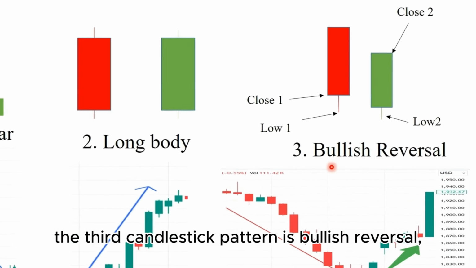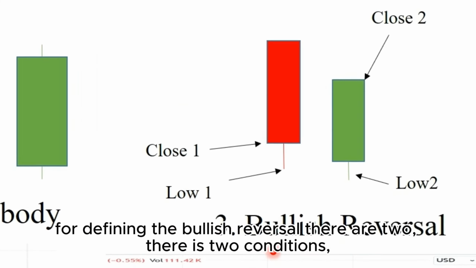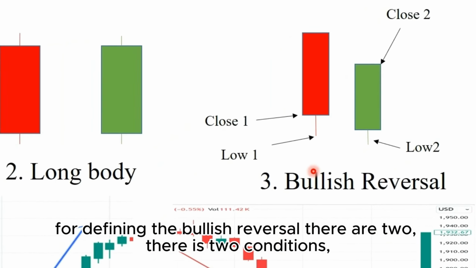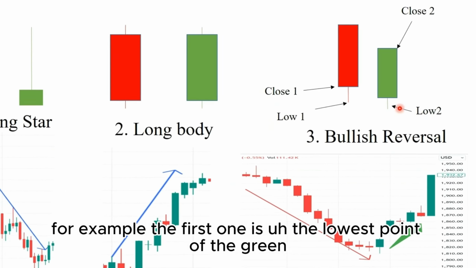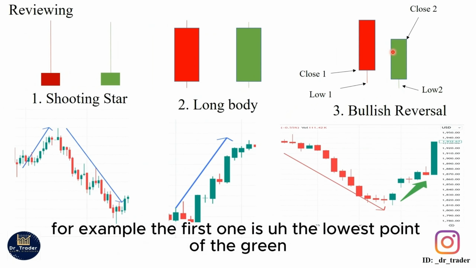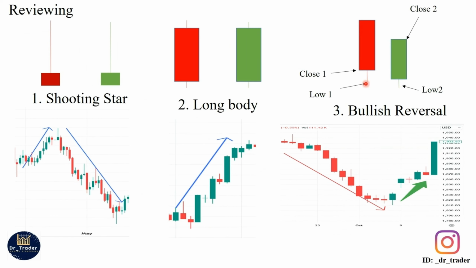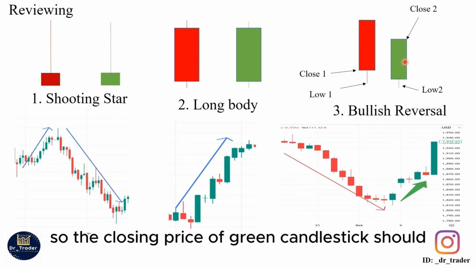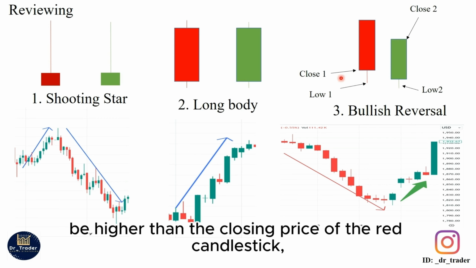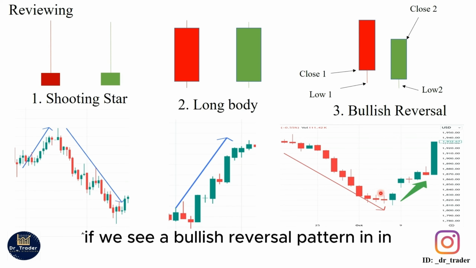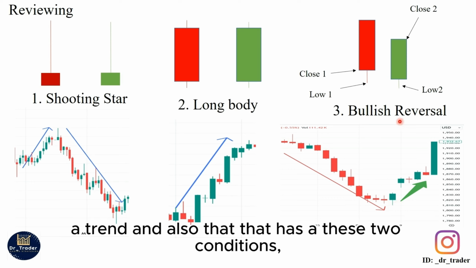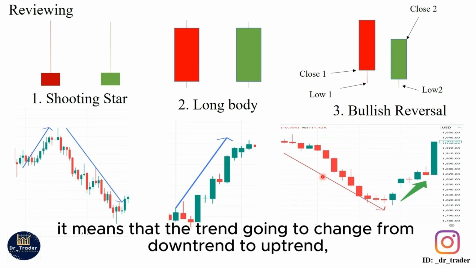The third candlestick pattern is bullish reversal. For defining the bullish reversal, there are two conditions. The first one is that the lowest point of the green candlestick should be lower than the lowest point of the red candlestick, and also the closing price of the green candlestick should be higher than the closing price of the red candlestick. If we see a bullish reversal pattern in a trend, and it has these two conditions, it means that the trend is going to change from downtrend to uptrend.